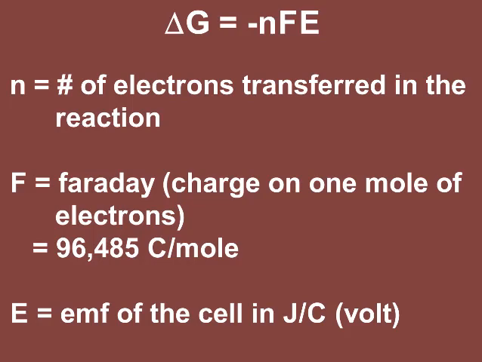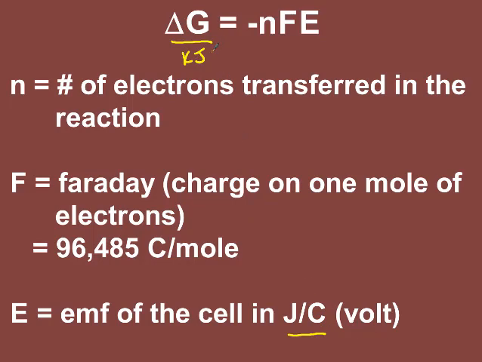n is going to equal the number of electrons that are transferred in the reaction. F is a constant, Faraday's constant, and it's the charge on 1 mole of electrons. That's 96,485 coulombs per mole. And E is our E cell, which remember was in joules per coulomb. Very important to realize that it's in volts, which is joules per coulomb. Delta G is normally in kilojoules, so you have to make sure that they're in the same unit.